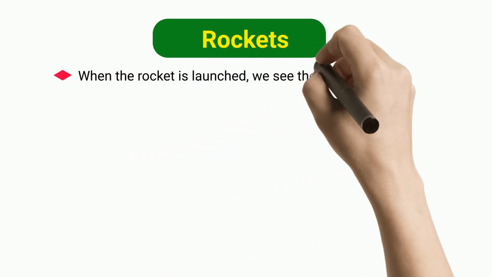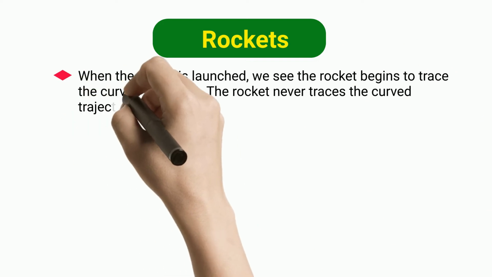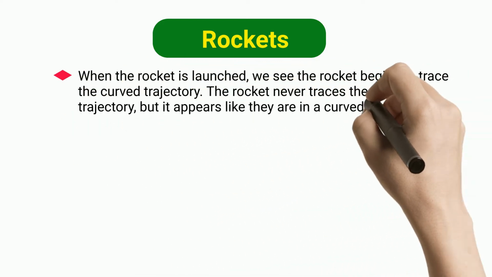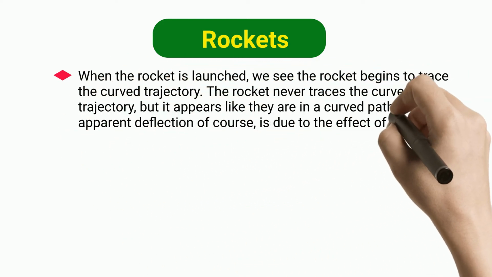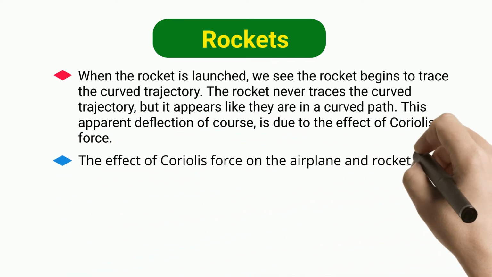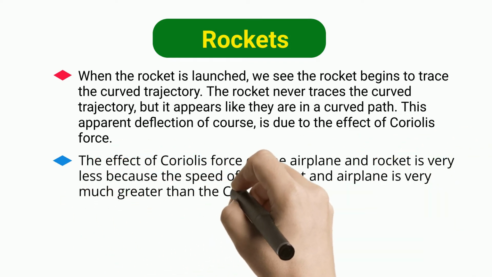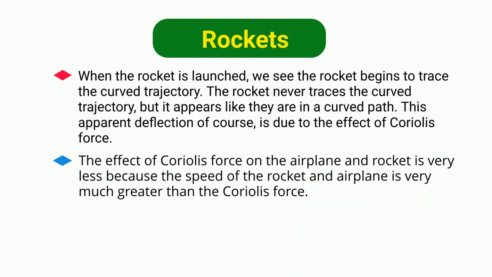Rockets. When the rocket is launched, we see the rocket begins to trace a curved trajectory. The rocket never traces a curved trajectory, but it appears like it is on a curved path. This apparent deflection, of course, is due to the effect of Coriolis force. The effect of Coriolis force on the airplane and rocket is very small, because the speed of the rocket and airplane is very much greater than the Coriolis force.